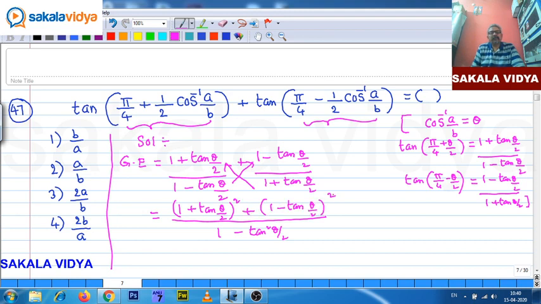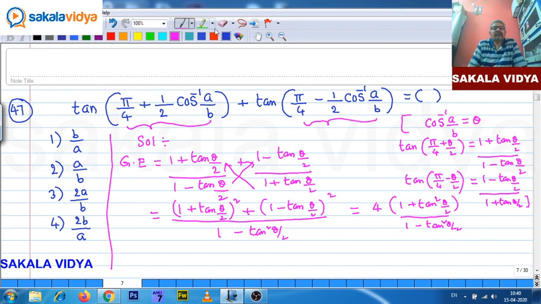We have one formula: (A + B) whole square plus (A - B) whole square is equal to 2 into (A square plus B square). We can write this as 2 times (1 + tan square theta/2) by (1 - tan square theta/2). Okay. So this (1 - tan square theta/2) by (1 + tan square theta/2) is actually, that is cos theta.